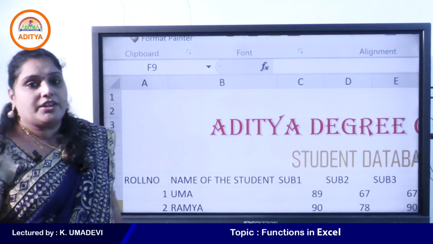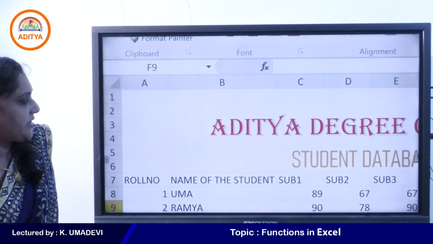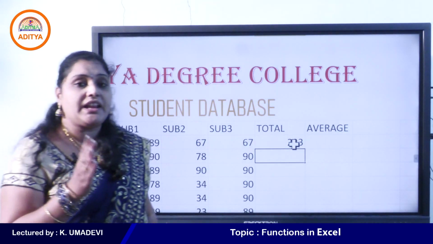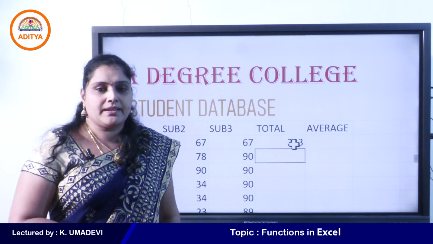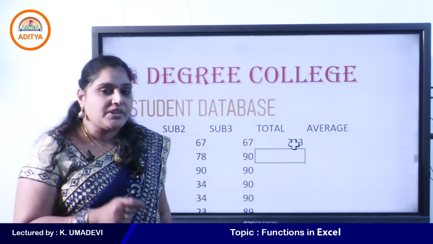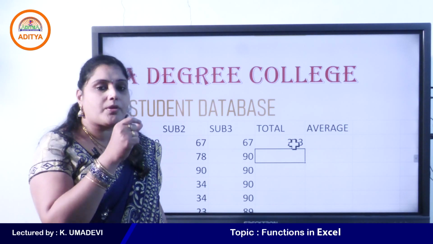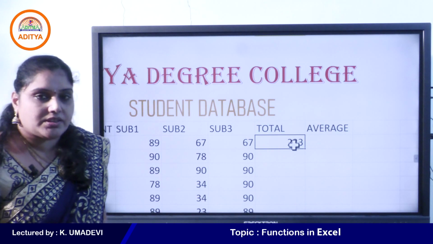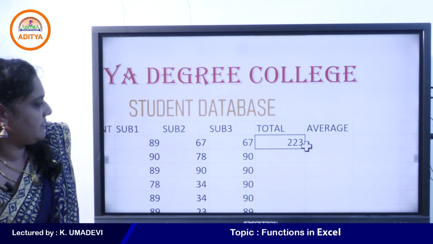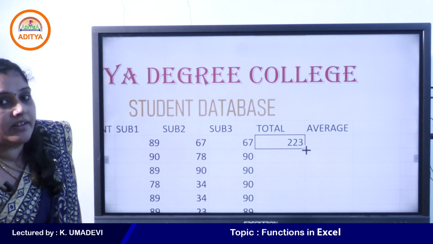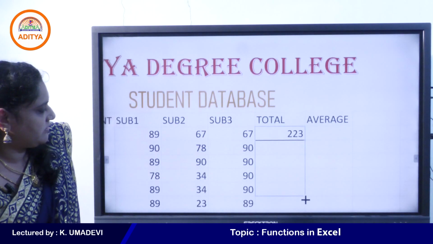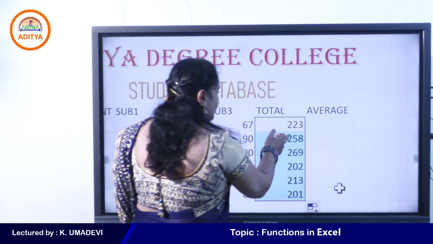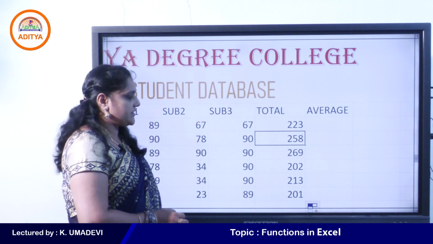Hit the enter key. If you want to perform the formula for the remaining cells, simply you can copy the formula by using the fill handle. Okay, so by using the fill handle we can easily copy the formula. First click on the first cell, click and drag down to the remaining cells. See, the same formula is applied to all the selected cells.